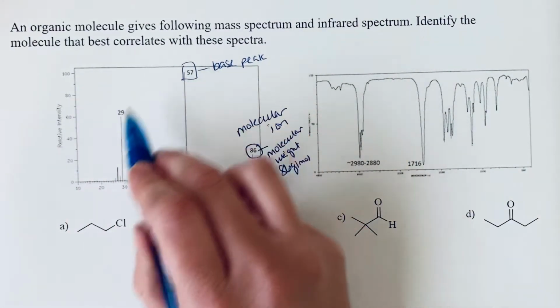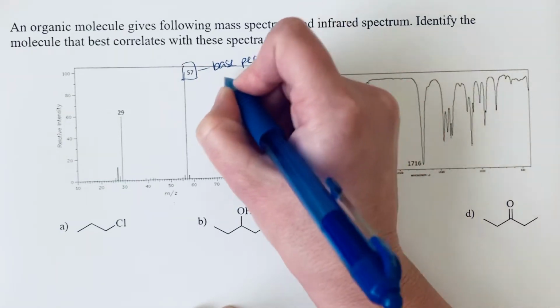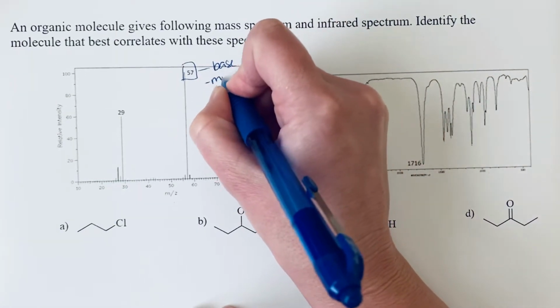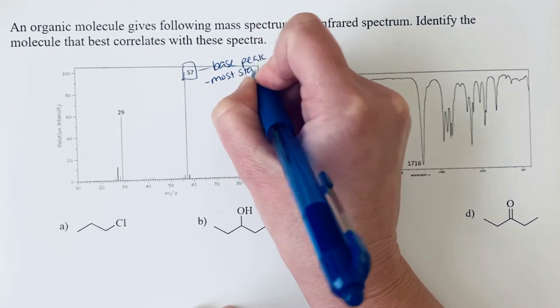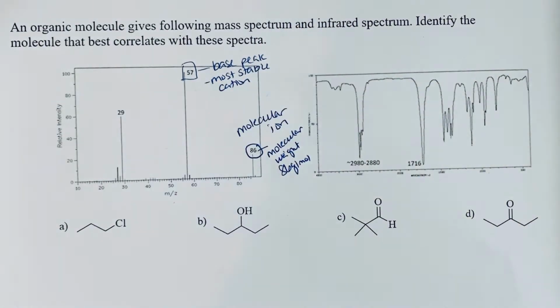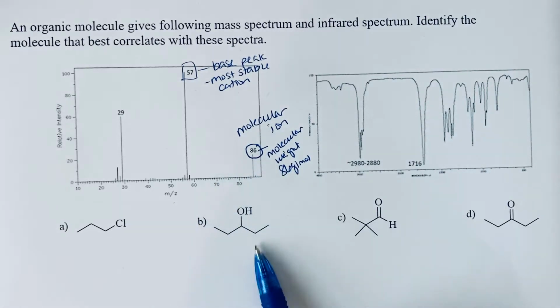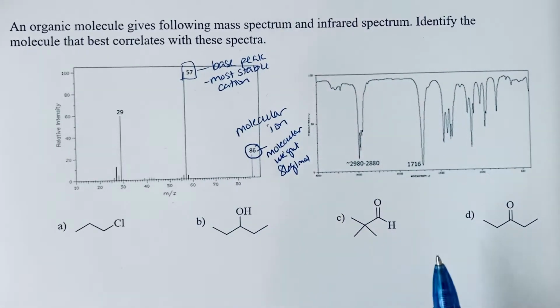It's in 100% abundance, so this should be the most stable cation that we can form after our molecular ion fragments. So this could give us some evidence. If we wanted to, we could add up the molecular weight of each one of these and see which one weighs 86, and that would help us out. We can also look to the infrared spectrum to get some information about the functional group.